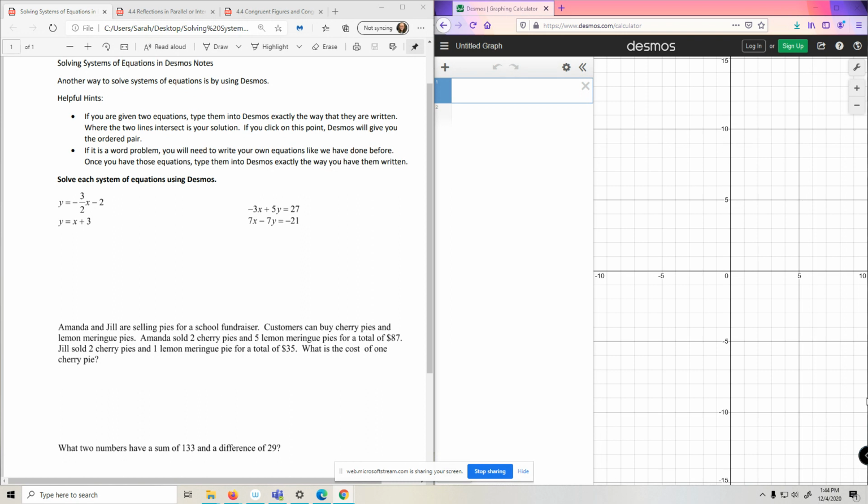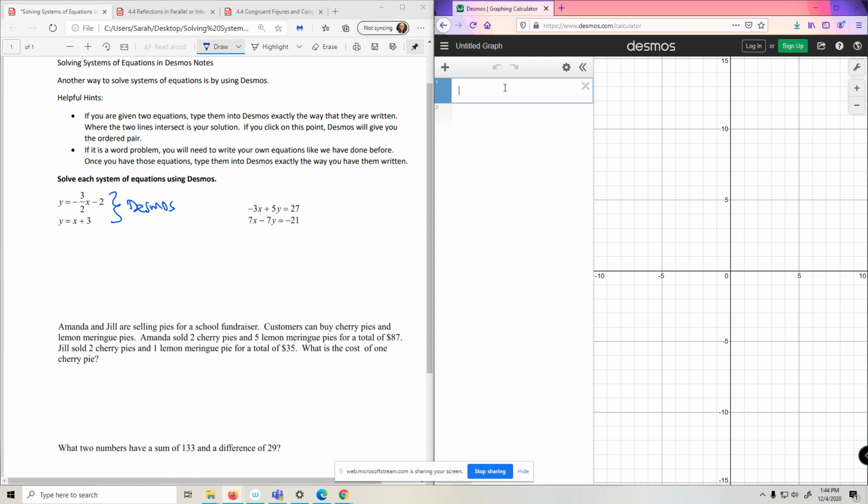So, if we're solving using Desmos, which you are allowed to do from here on out on any assignment, any quiz, the state test, etc., if you already have the equations, you just type them into Desmos exactly the way you see them. That's what we have going on in these first two problems. So let's try that out. Like I said, we are just going to chuck these directly into Desmos exactly the way they are written.